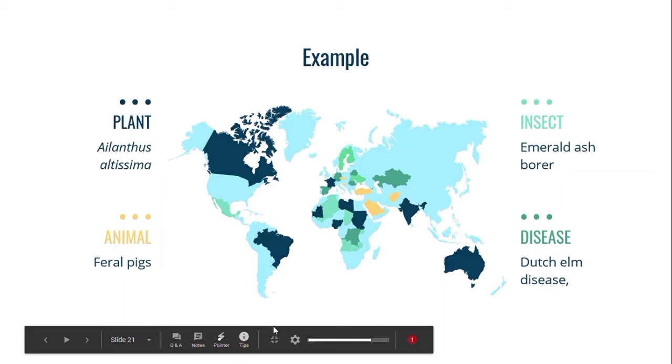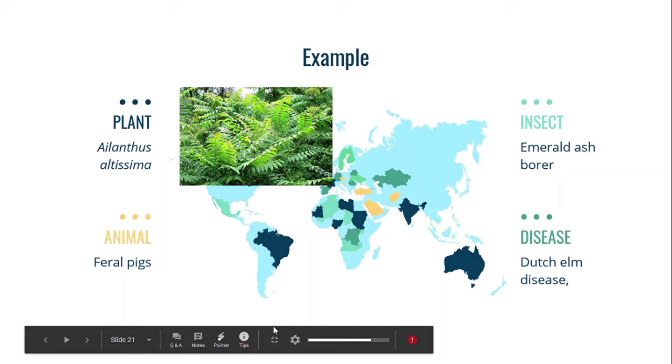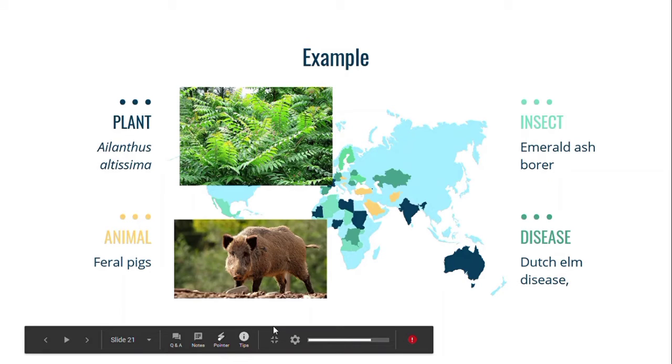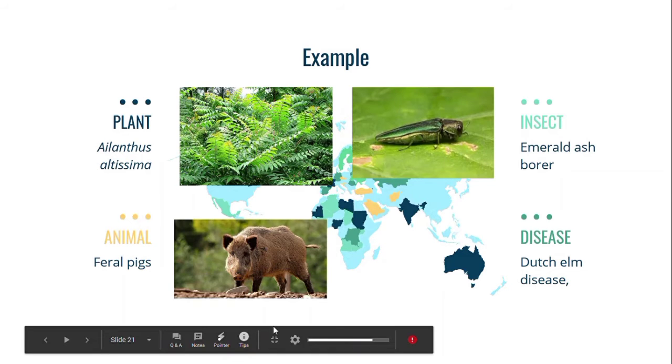Ailanthus altissima is originally from China. It is invasive in West Virginia and South America. Feral pigs are invasive because they eat anything, including native birds. They also spread diseases such as brucellosis, which is harmful to humans and other animals. Emerald ash borer is invasive to ash trees. Dutch elm disease is harmful to the elm trees.